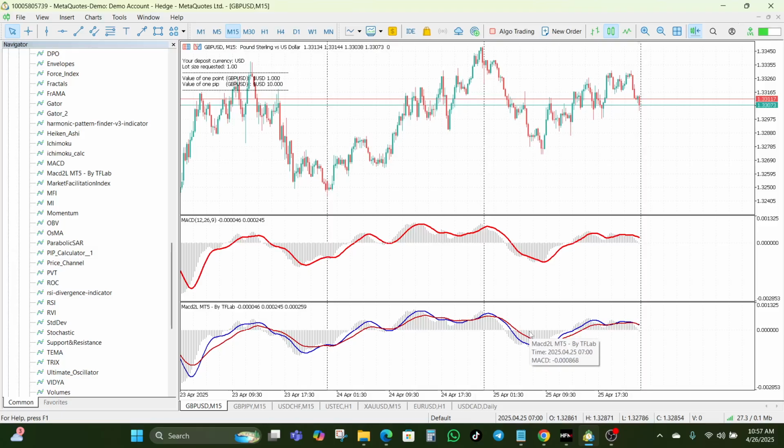So basically, when the histogram bars are getting longer, it shows that the strength is stronger, right? When the histogram bars are above the zero level, it shows bullish momentum or bullish strength. And when the histogram bars are below the zero level, it shows bearish momentum or bearish strength. So it actually helps to add an extra layer of confirmation before you make any decisions, right?